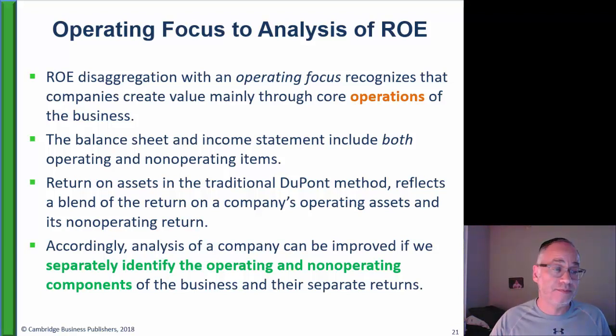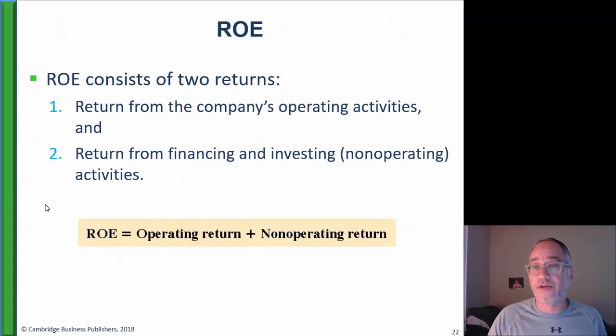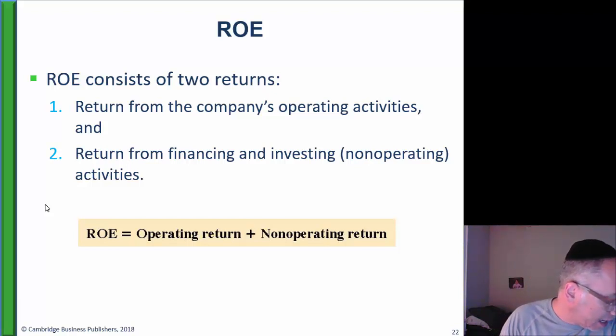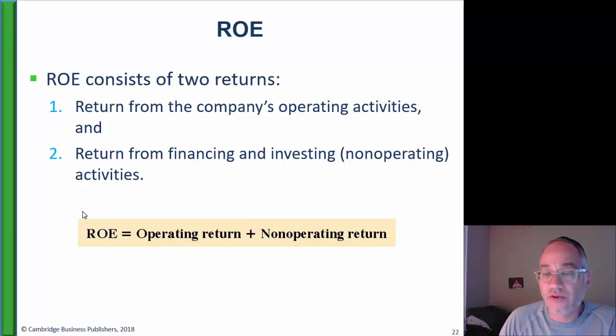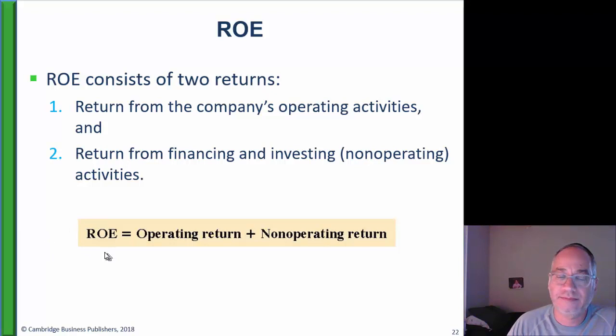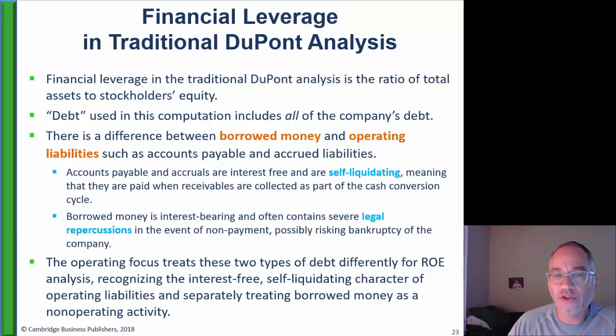and strictly focus on the operating items. So we already saw that we have return on equity. And return on equity can be broken down into two pieces: operating return and non-operating return. And we can focus on these two things instead of just mixing them all together. So in a traditional DuPont model, we broke return on equity down into profit margin, productivity, and leverage.